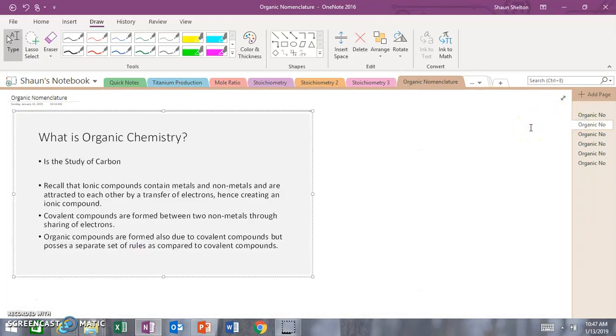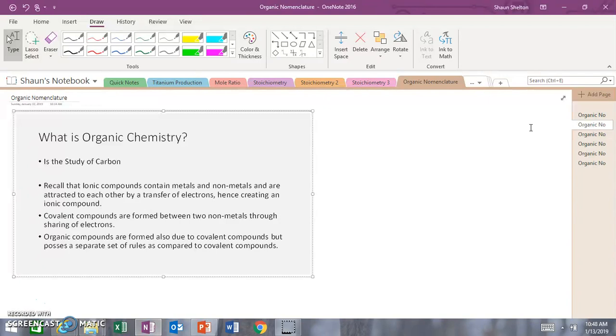So the first question we have to ask is, what is organic chemistry? Simplest answer is the study of carbon. Now, there are other classes that focus strictly on organic chemistry, but in here we're just going to focus on very simple things such as naming compounds. We won't talk about any reactions with organic compounds.